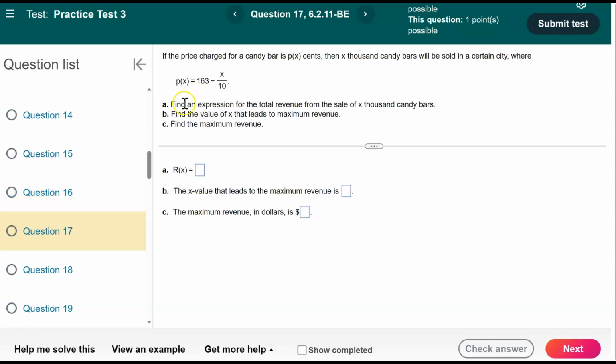Let's consider the following problem. If the price charged for a candy bar is P of X cents, then X thousand candy bars will be sold in a certain city where P of X is given by this expression. We are to find an expression for the total revenue from the sale of X thousand candy bars, and find the value of X that leads to a maximum revenue. Then find the maximum revenue.